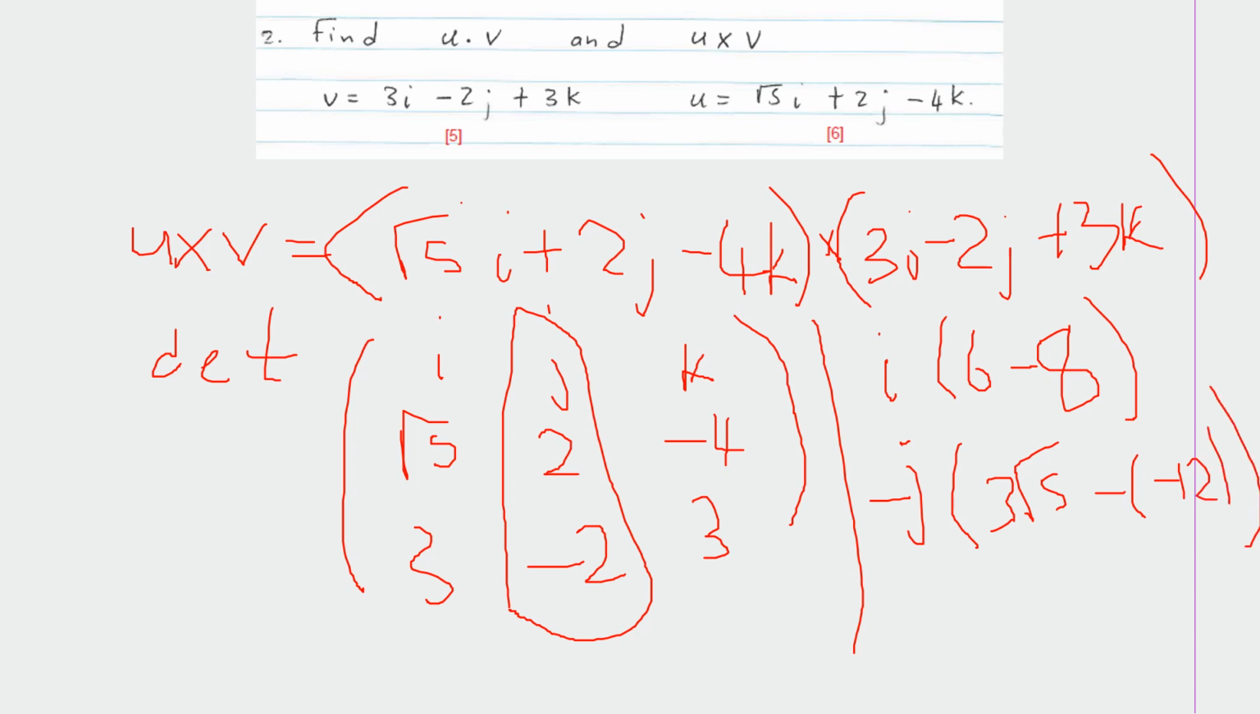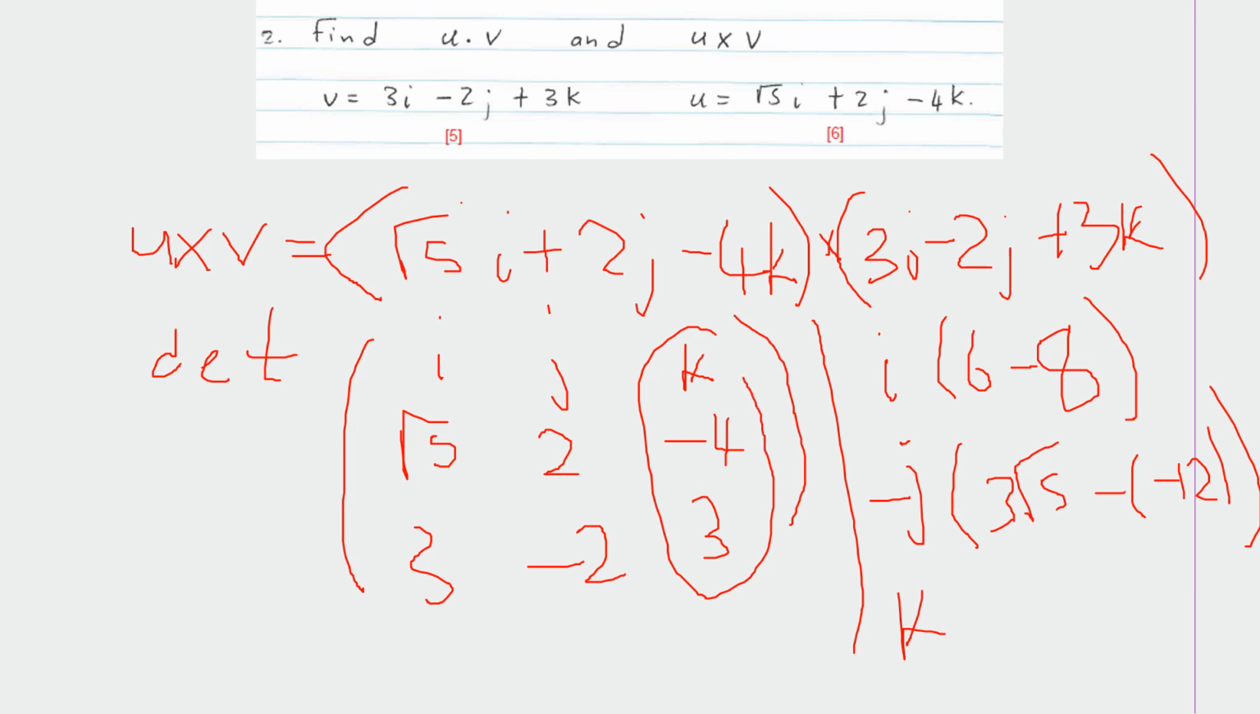Okay, and then lastly, you do the very same thing for k, but k has to be positive, same as i. It's only j that has a negative coefficient. Then you have to hide for k. So after hiding here, you're going to say square root of 5 multiplied by negative 2. It's going to be negative 2 square root 5.